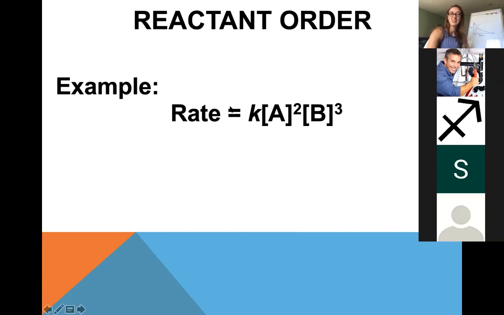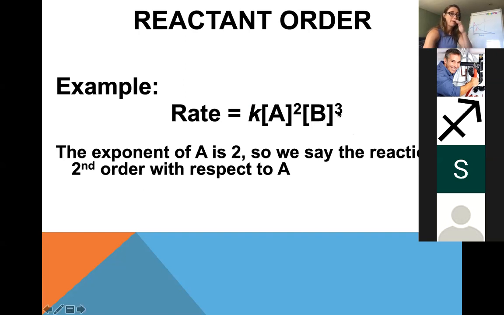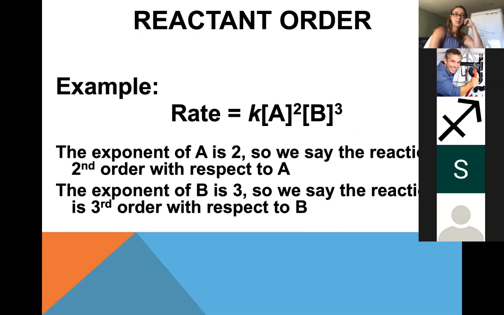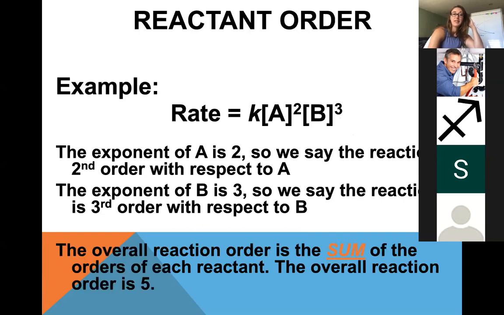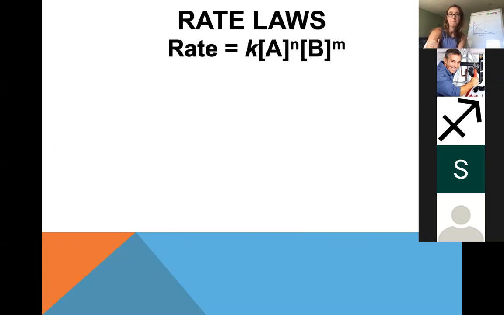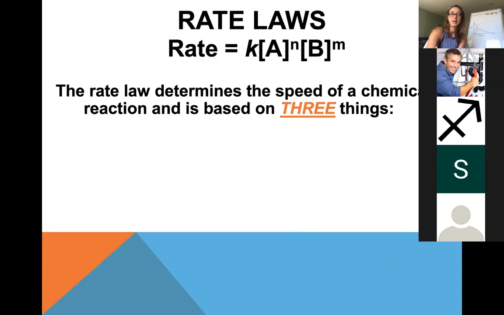Anyway, if you have this rate law expression, it's said to be 2nd order with respect to A and 3rd order with respect to B, okay? So the exponent is 2, we say it's 2nd order with respect to A, and because the exponent of B is 3, we say the reaction is 3rd order with respect to B, okay? Now, the overall reaction order is just adding up the exponents. So 2 plus 3 is 5. So the overall reaction order is 5, okay? All right, let's try another one.